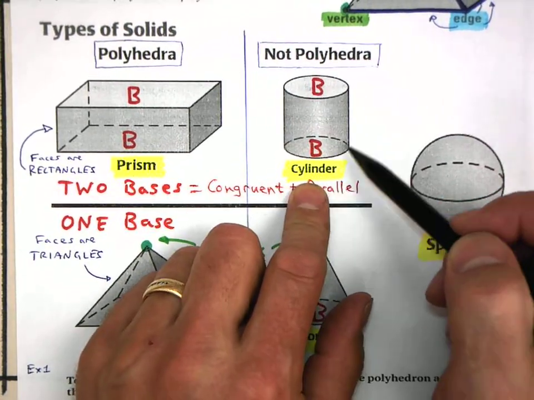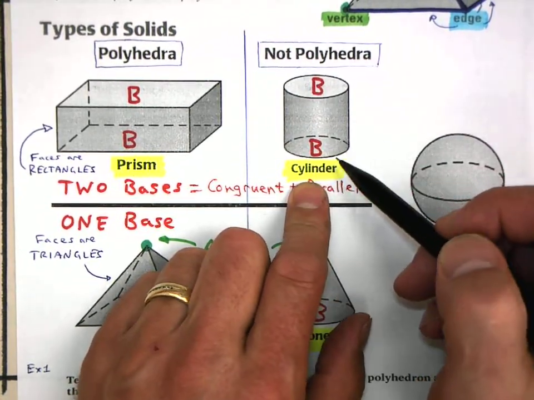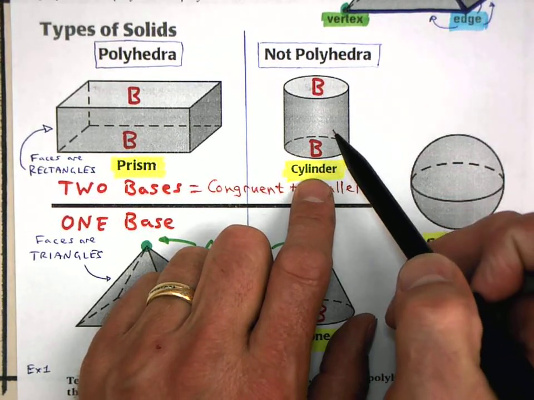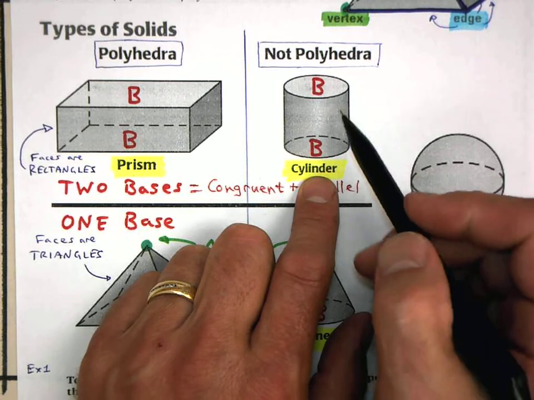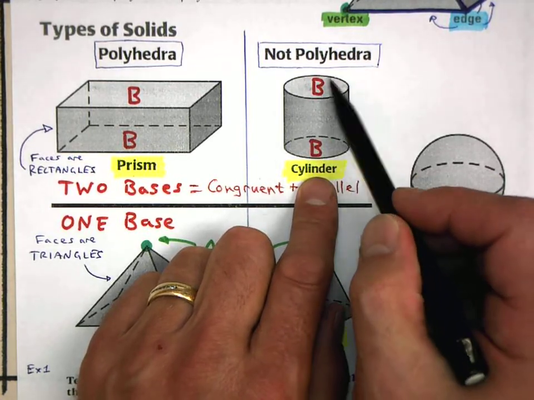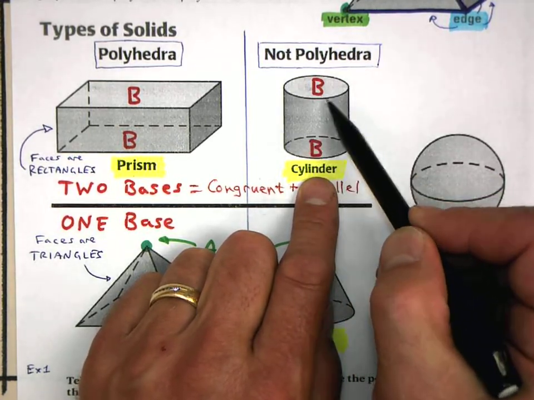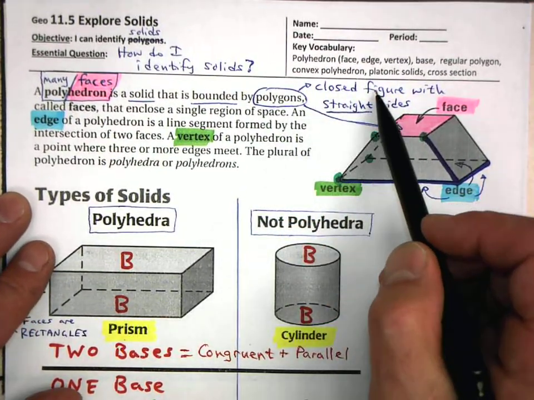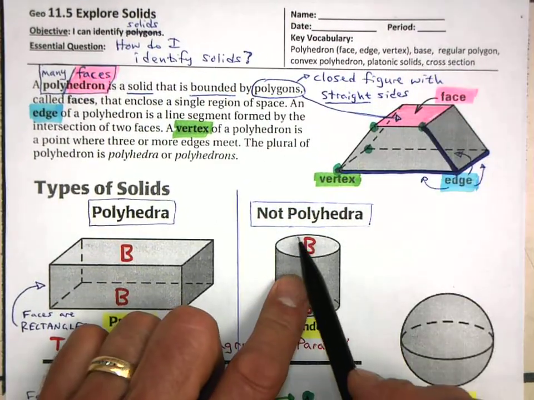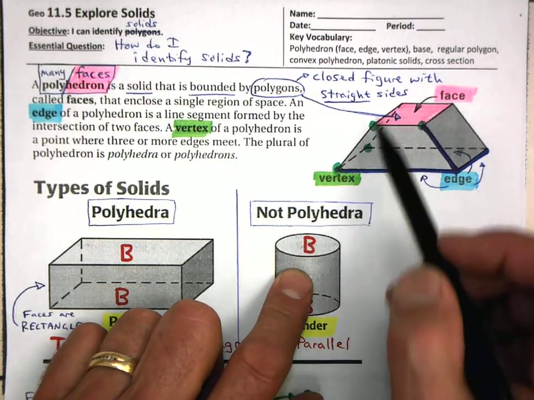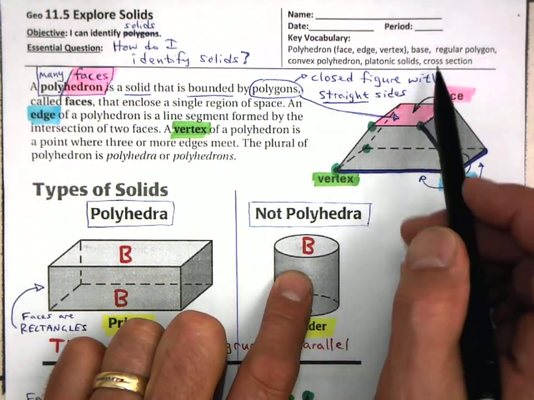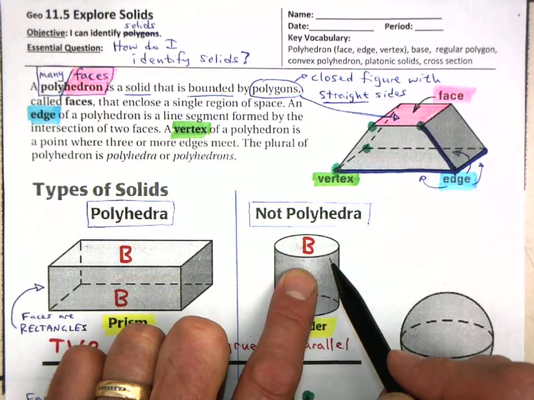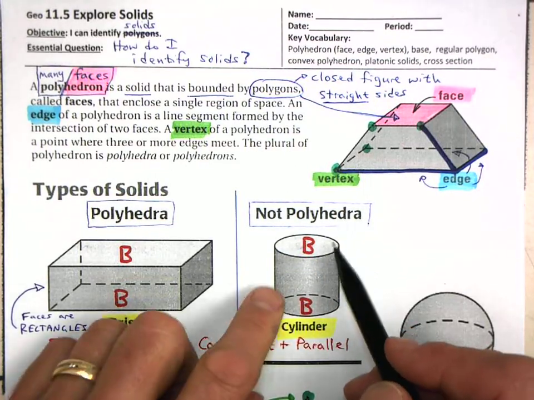A cylinder is not a polyhedron. Why is that? Because the surfaces are not polygons. This is a circle. A circle is not a polygon. Remember, the definition for polygon is it's a closed figure. So a circle is a closed figure, but a polygon is a closed figure with straight sides. And obviously in a circle, this is not a straight side.